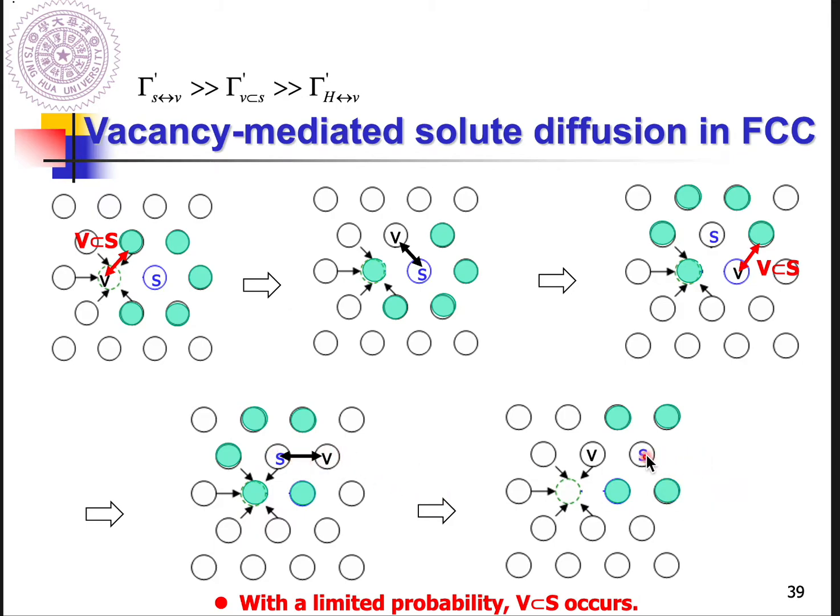Probably it will become like here. So you can find that the solute atom diffuses from here to here, and the limiting step is actually what? It is the jumping between the host neighboring solute atom and the vacancy, jumping into the vacancy site. So this will be the limiting step.